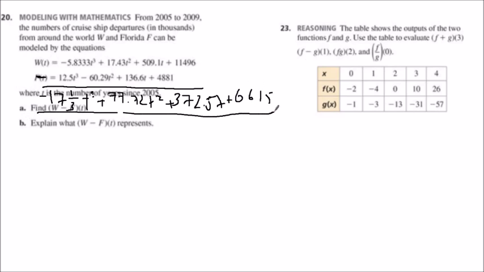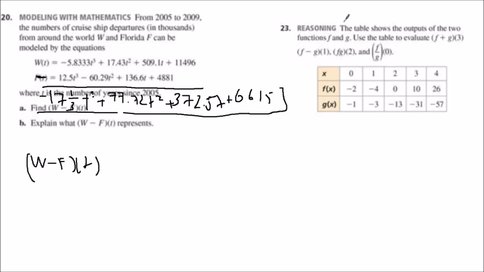So this new equation, W minus F of t, represents the number of cruise ships that travel around the world, but not in Florida, because we're subtracting away Florida.